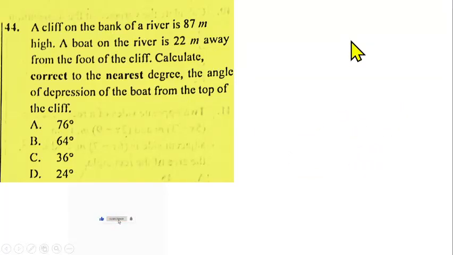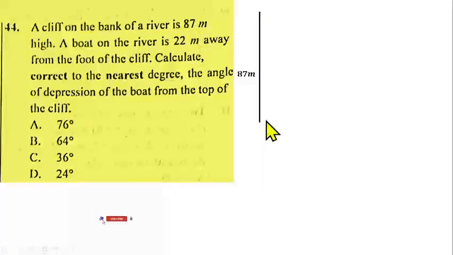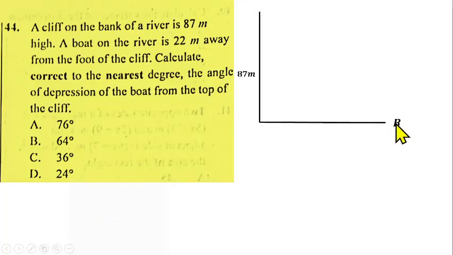So I can represent the cliff by this straight line. Then there is a boat that is 22 meters away from the foot of the cliff. So let's say the cliff is 87 meters high, and the boat is 22 meters away from the foot of the cliff. Let's represent this boat by this B. So the distance between the boat and the foot of the cliff is 22 meters, as you have been told.